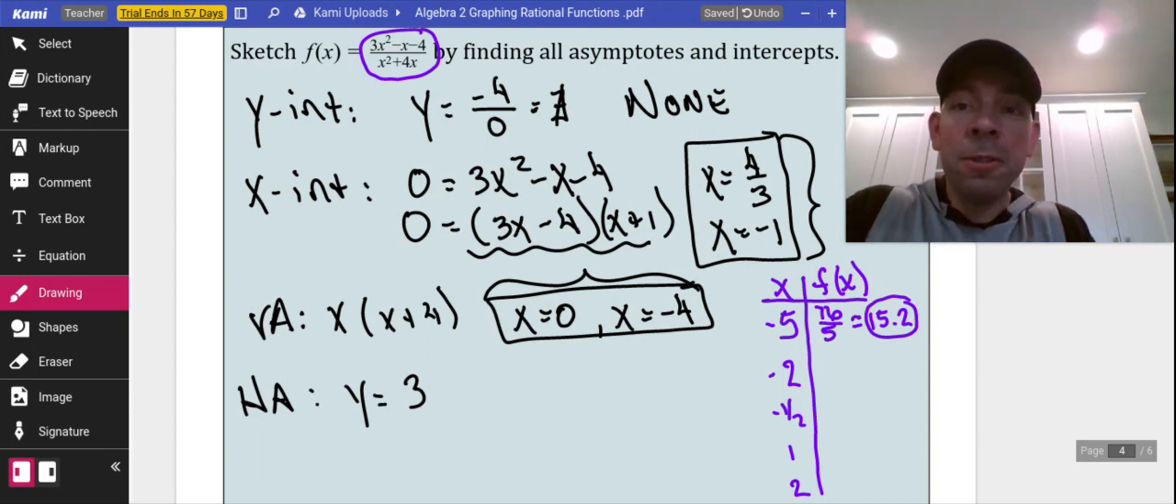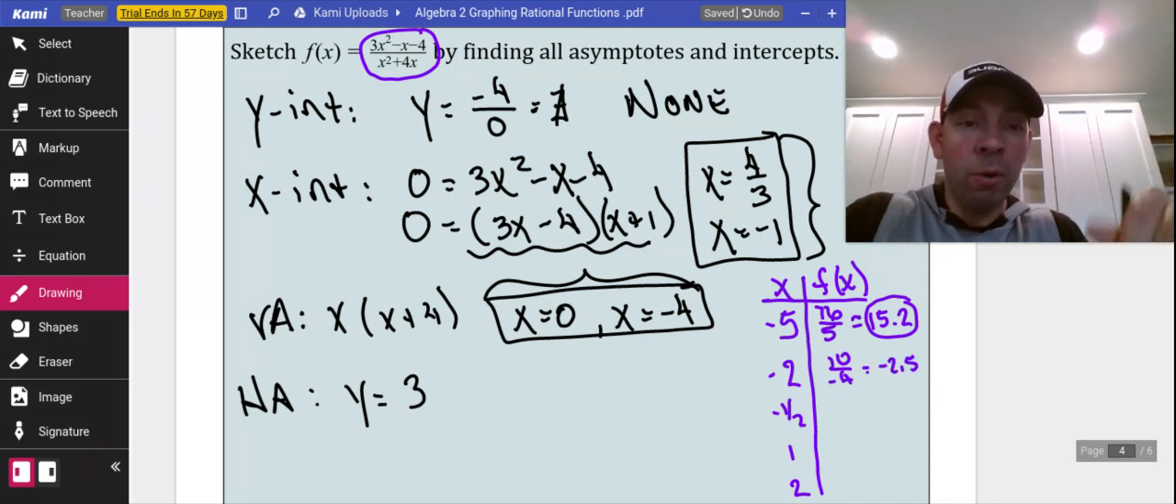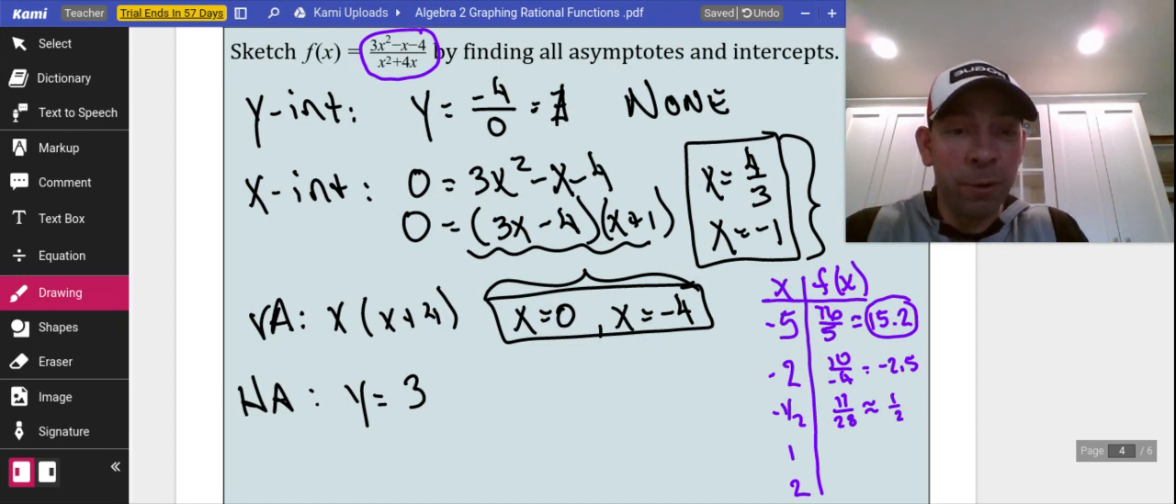Substituting a negative 2 is going to give me 12 plus 2 minus 4. That's going to be 10. On the bottom, 4 minus 8 is negative 4. So that's going to be negative 2.5. That point's going to be below the horizontal asymptote. Now this one's really nasty, and I'm just going to peek at my notes. I got about 11 over 28. And so we're going to say that's approximately a little less than 1/2. For the sake of graphing, the key is it's positive. That's what you really want to focus on. This number's positive, so it's going to be just a whisker above the x-axis.